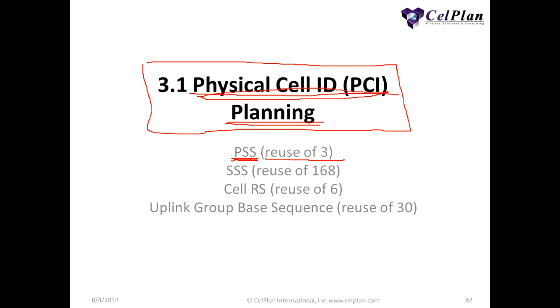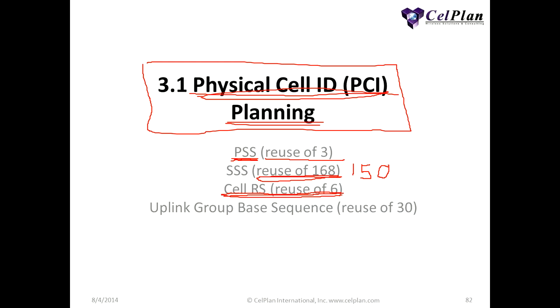SSS also. PSS is the primary synchronization signal, SSS is the secondary synchronization signal. But I have 168 SSSs, and I still need to plan them. Basically what we do here is use the number 150 to do this plan, because we leave 18 for picocells, and we plan the macro cells with 150. You can also plan with a lesser number. If you have more picocells, you can plan with 90. But I think 150 is a good compromise, at least for today.